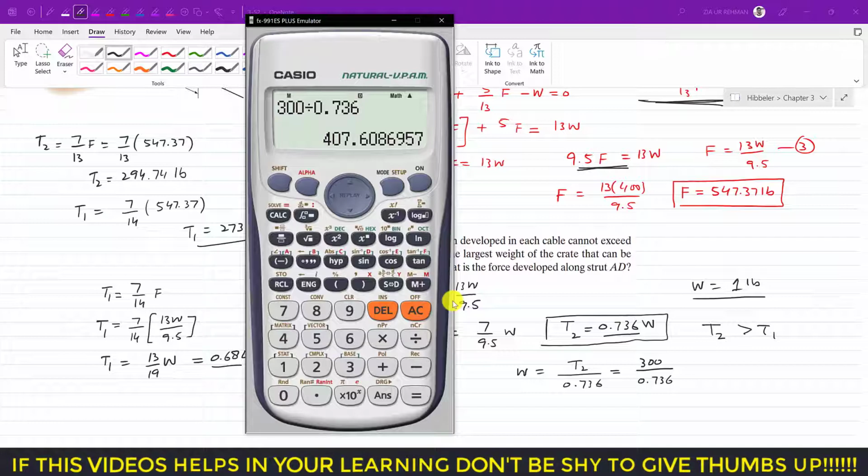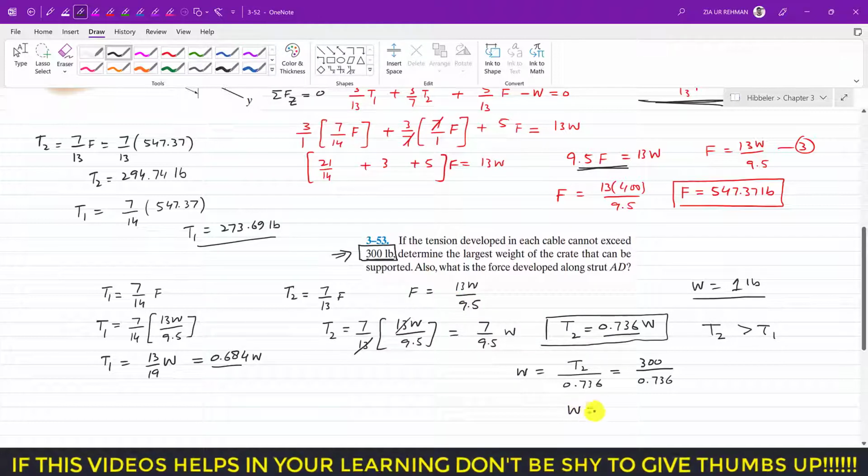So the maximum weight that it can support is 407.61 pounds. If the tension in each cable, that is cable AB and cable AC, cannot exceed 300 pounds, then the weight that can be supported for that condition is 407.61. So this was the required, right? Determine the largest weight. So this is the maximum weight, the largest weight that can be supported.